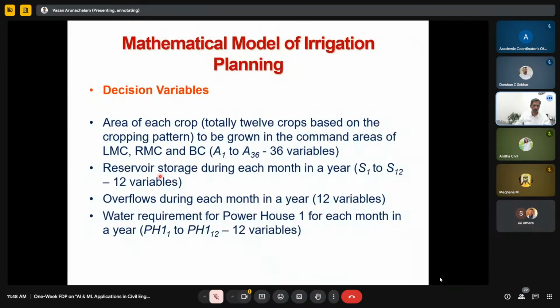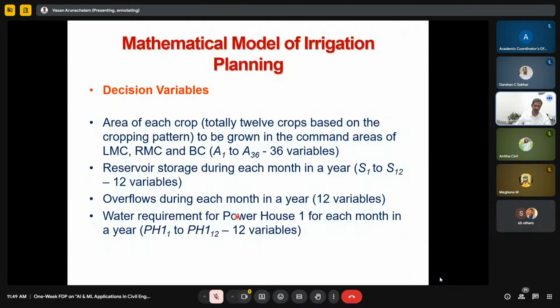Then, how much reservoir storage will we have to maintain in each month? When I say the storage in the month of January, I will refer to it as S1, and so on and so forth. S12 is the storage in the month of December. And in some of the monsoon months, if there is heavy rainfall beyond the storage, the water will have to overflow. Given a choice, I would want to keep this as minimal as possible in my irrigation planning, but I still need to keep them as variables O1 to O12, right?